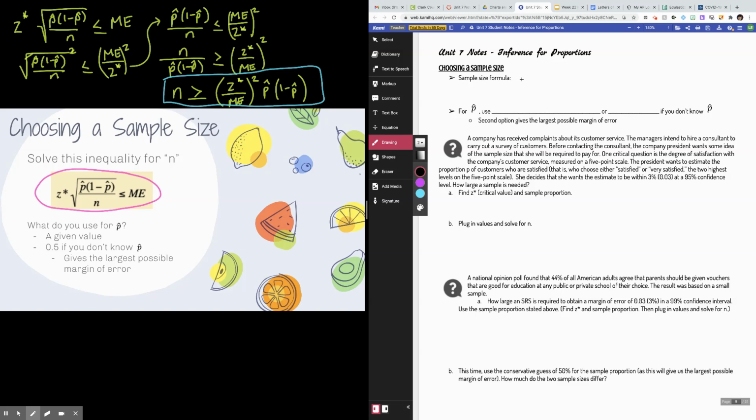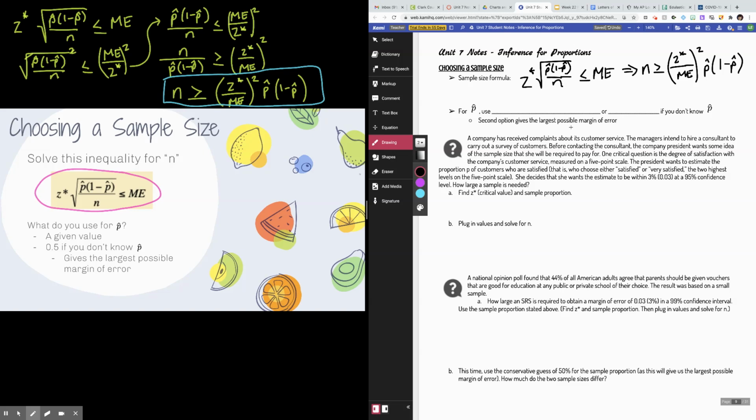So my general sample size formula starts as z star times the square root of p hat (1 minus p hat) divided by n has to be less than or equal to the margin of error. If you resolve this for n, what you end up with is n has to be greater than or equal to z star divided by the margin of error, squared, times p hat times 1 minus p hat.